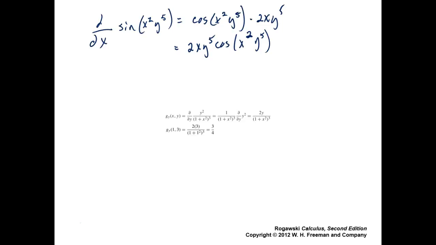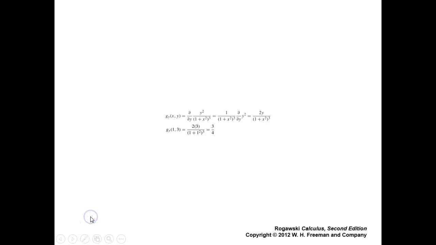So let's do example 4. So I think I'll erase this one. Sorry, my head is just beginning to hurt.